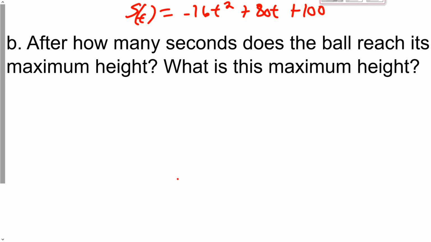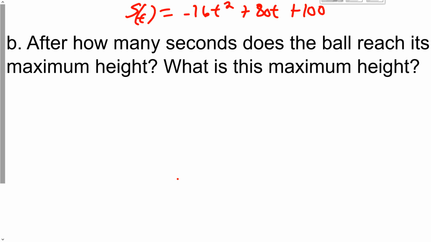Okay, so here's B. There's our function that we just found. After how many seconds does the ball reach its max height? So that means we have to find our axis of symmetry, right, that x value of the vertex, and we have to find the max height by taking that x value and plugging it in, where x is now t, right? Our variable is t, not x.